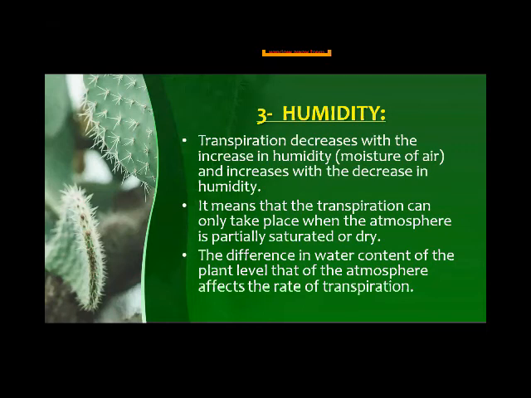A very good example: nowadays it is the winter season. You can observe your body as well. In your body the transpiration is not going on properly. Why? Because water vapors are present in our surroundings. In the winter season we see fog. What is fog? Fog is actually water molecules in the surroundings, the water vapor has increased in the surroundings. So if the humidity increases, automatically the rate of transpiration from the plant will decrease. It means that transpiration takes place only when the atmosphere is partially saturated or dry. It is very important. If the atmosphere is moist, the transpiration will not proceed properly.